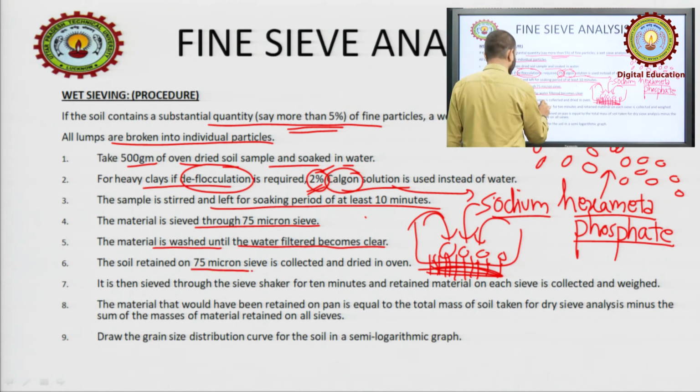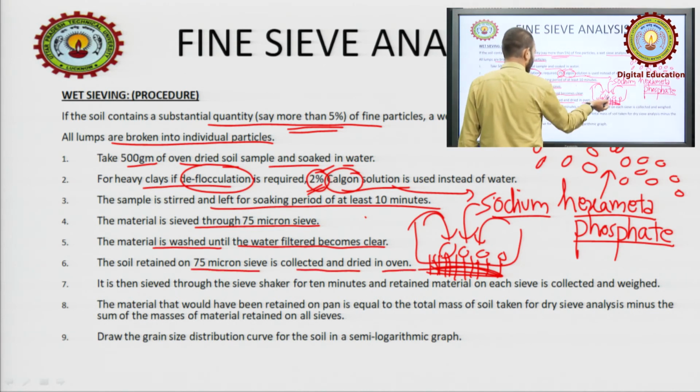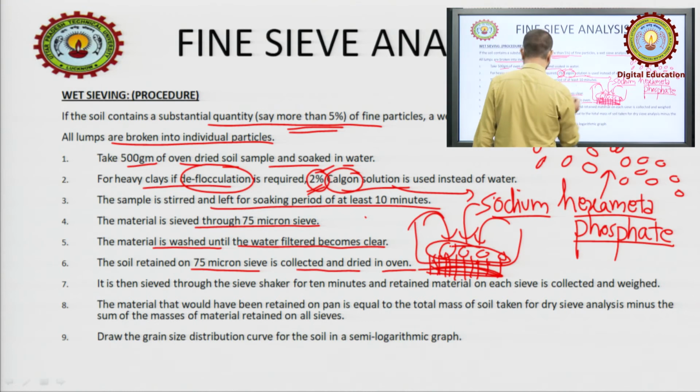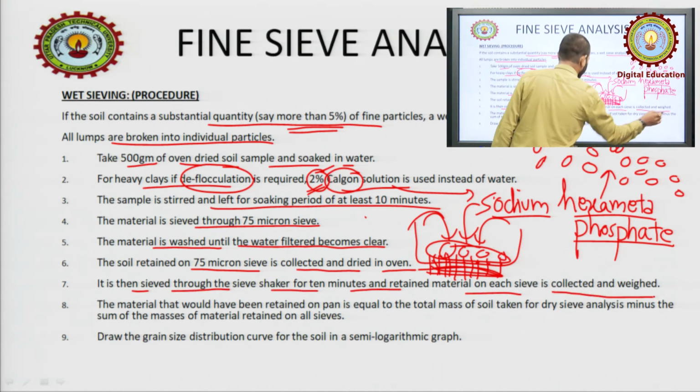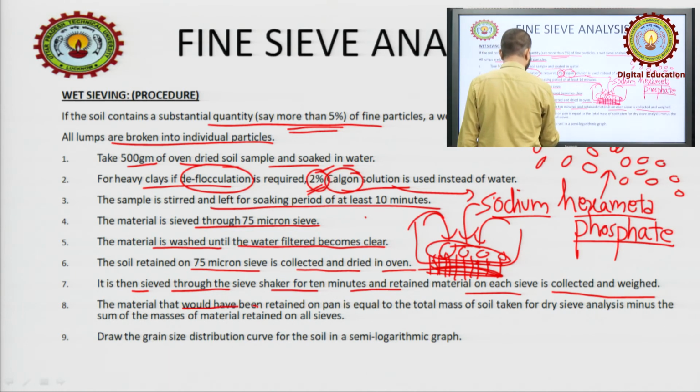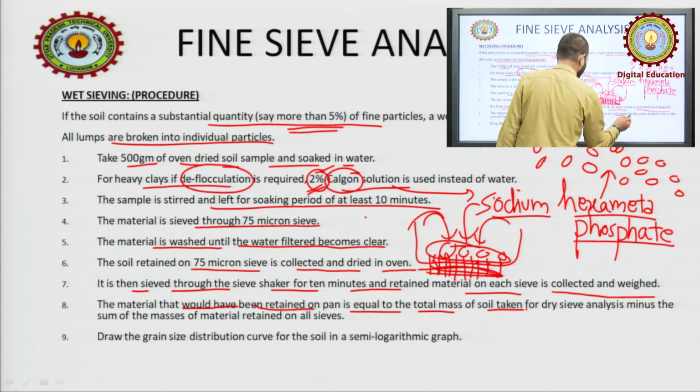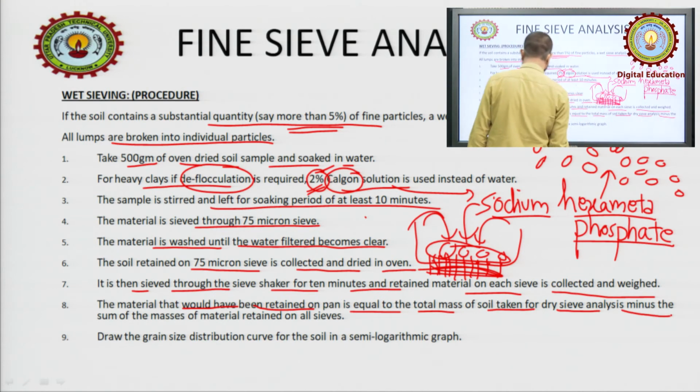The soil retained on the 75 micron sieve is collected and dried in oven. Now, this much which is retained will be dried in oven. Then it is put through the sieve shaker for 10 minutes and the soil retained on each sieve is collected and weighed. The material retained on the pan would be equal to the total mass of the soil taken in dry analysis minus the sum of the masses retained on all sieves.